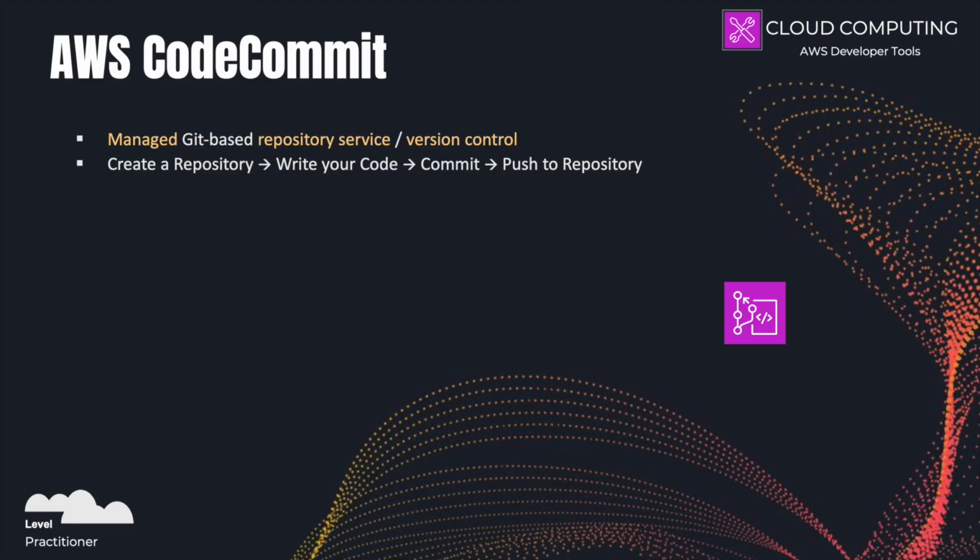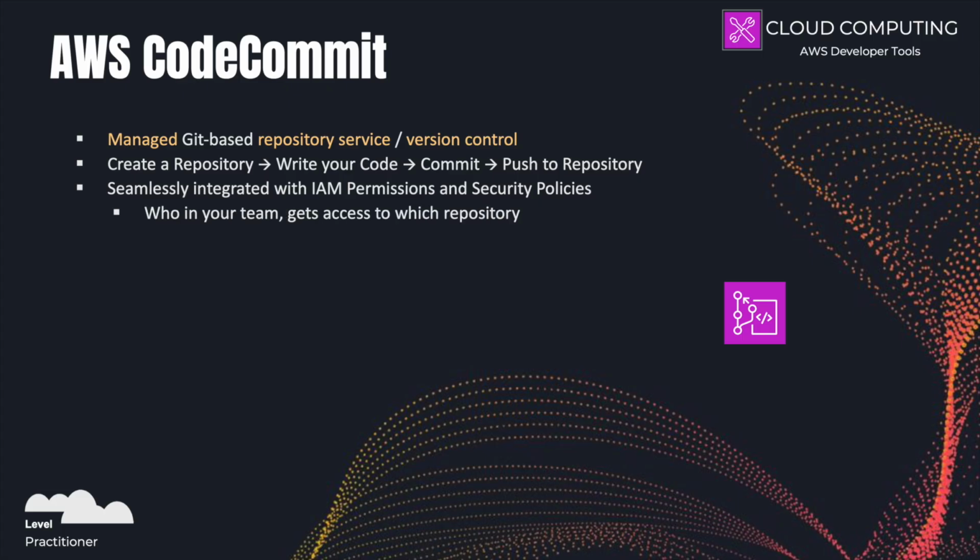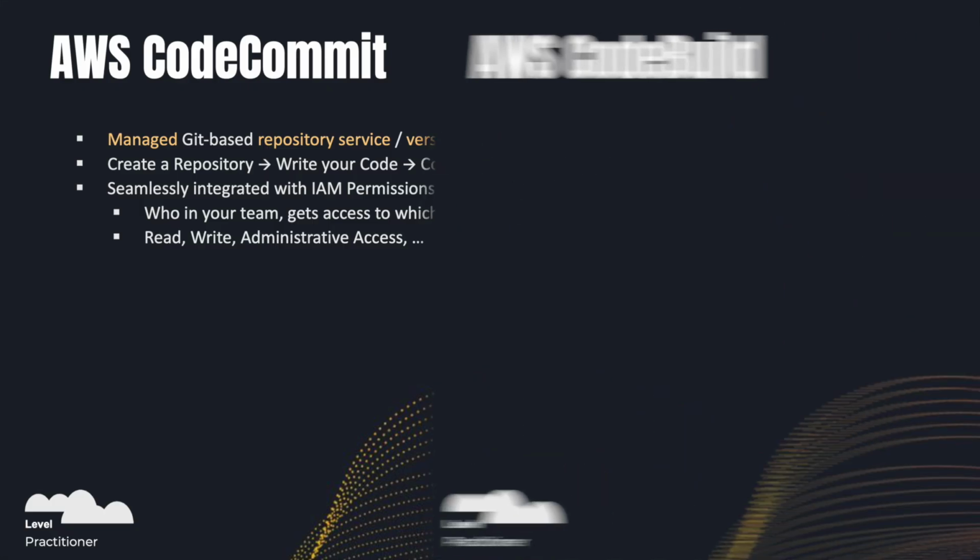The biggest difference of CodeCommit compared to GitLab or GitHub is that it's built directly into AWS, which means it ties seamlessly into IAM permissions and security policies. You can decide exactly who in your team gets access and whether they can read, write, or administer the repository. This makes it easy to align with organizational roles and compliance requirements.